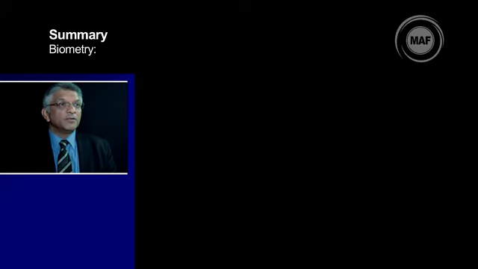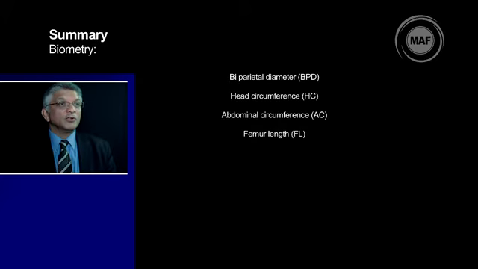And that should be a standard anomaly scan. Your biometry at each scan after 20 weeks should include the biparietal diameter, the head circumference, the abdominal circumference, and the femur length. These are the standard 4 measurements to see what the growth velocity is.